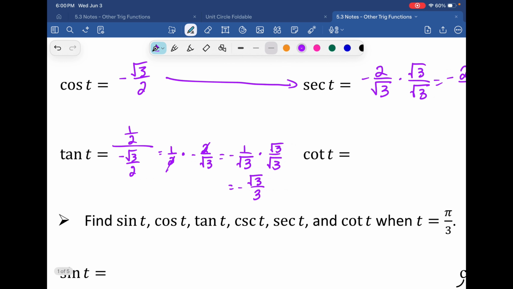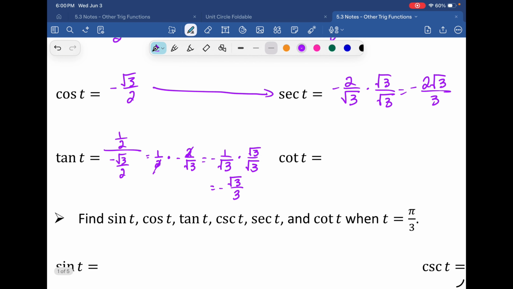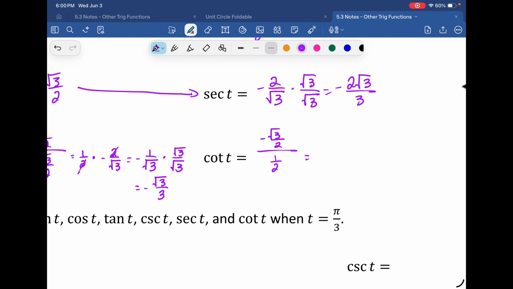Okay, cotangent is going to be the reciprocal. So I'm going to do negative root 3 over 2 over 1/2. So we'll multiply by the reciprocal. 2's cancel, and you'll get negative root 3.